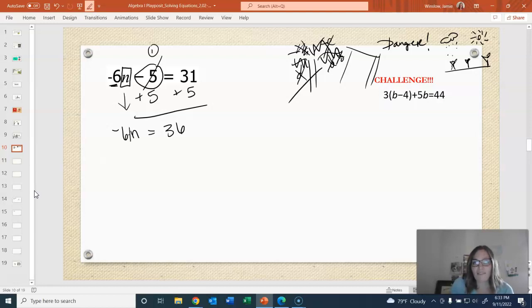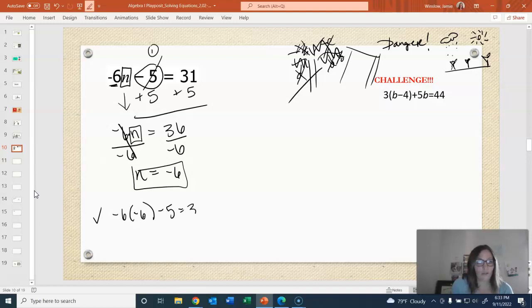Now we can go ahead and get the variable by itself here. This is -6 times n. The inverse of multiplication is division. -6 divided by -6 is 1. 36 divided by -6 is -6. So let's check it. We're going to plug in -6 everywhere we see an n. And you can use your Desmos. How many times did I say that already? All right, so -6 times -6 is 36. Is 36 minus 5 31? Sure enough, it is.